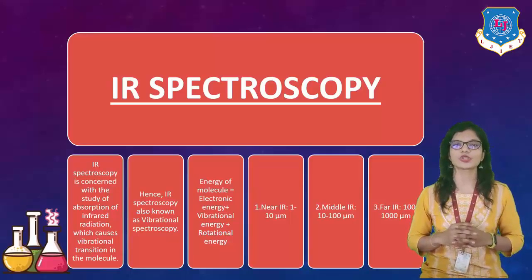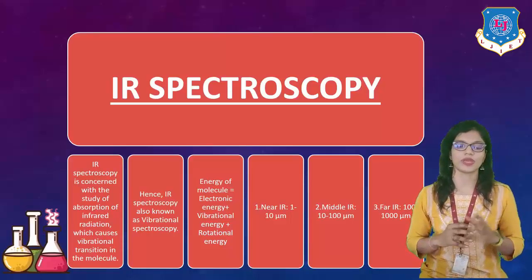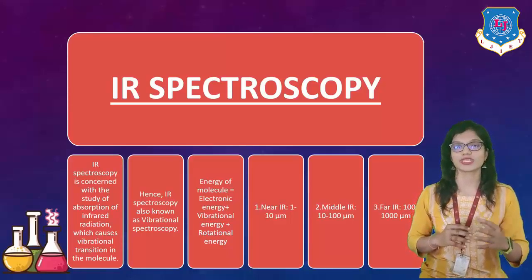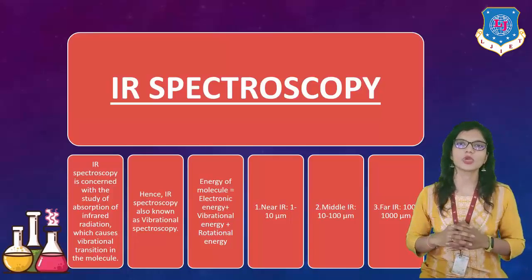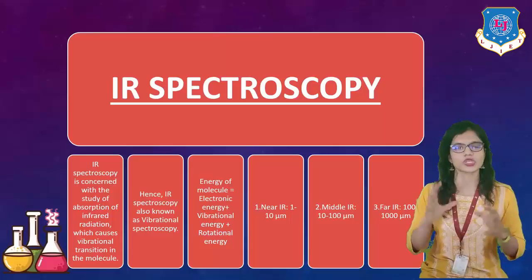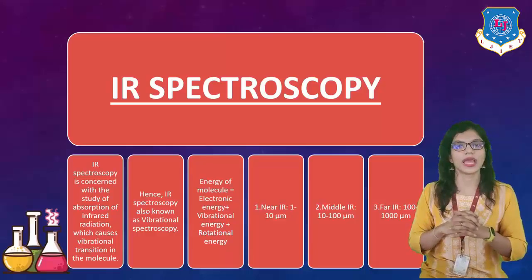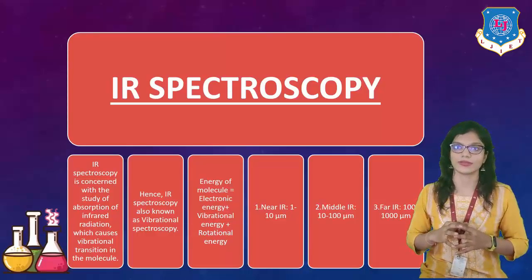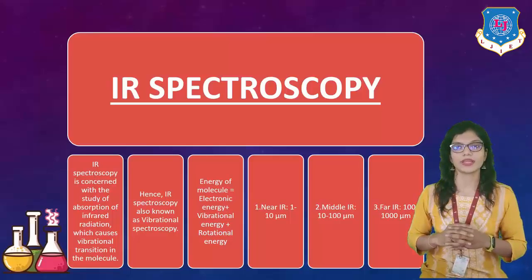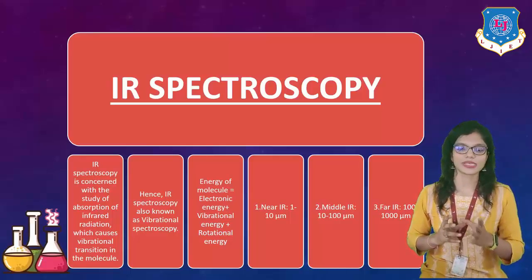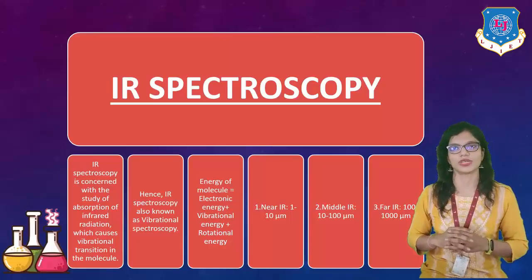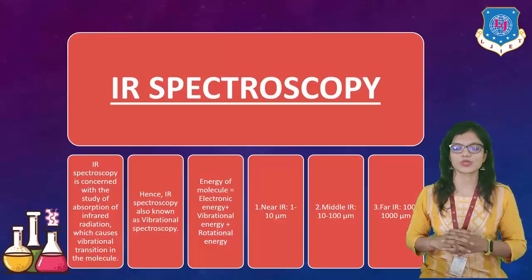It is also known as absorption spectroscopy or rotational vibrational spectroscopy, because each and every molecule contains rotation and vibrations on their own bonds. Either they will move like this, or they will move in any direction, and at that time it absorbs the light. It absorbs any kind of radiation. So here the energy of the molecule can be calculated by the formula: energy of the molecule is equal to electronic energy plus vibrational energy plus rotational energy. So three phenomena can be easily observed, right?